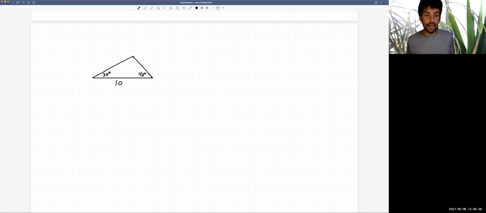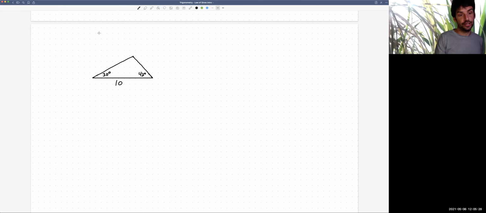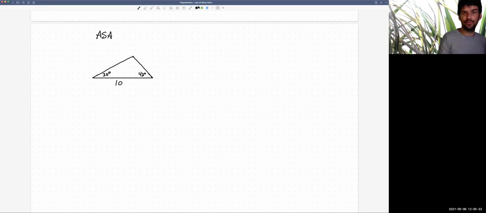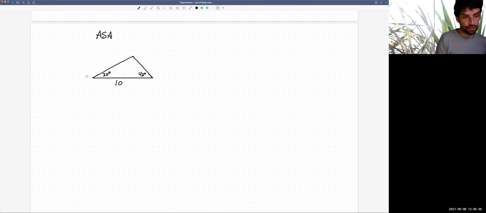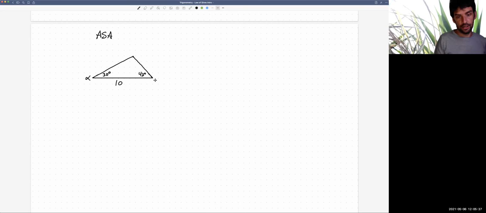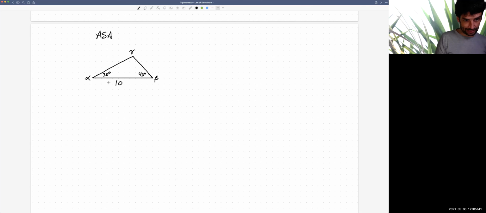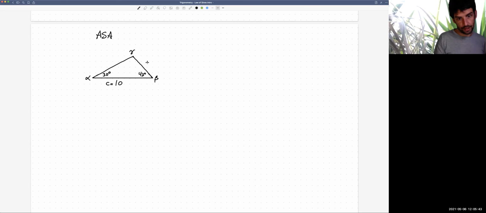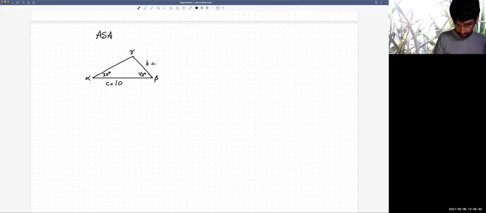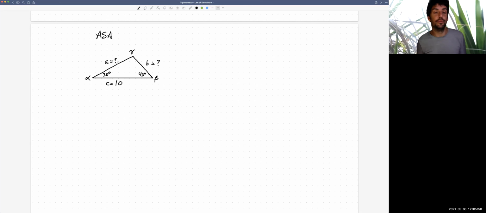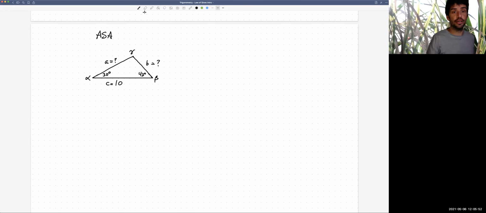So here we have the situation: angle, side, angle, right? So we're given, let's label some things. As usual, we'll call this alpha, beta, gamma. So this length 10 is our side C. We don't know side B. We don't know side A. And we don't know gamma.